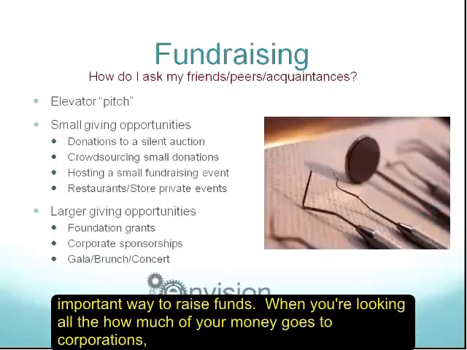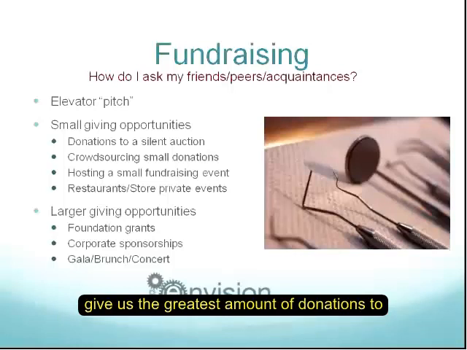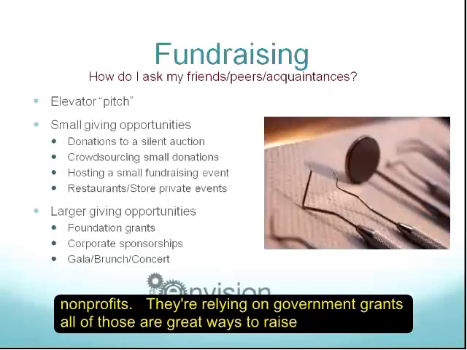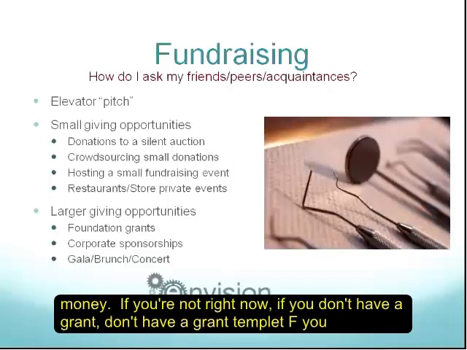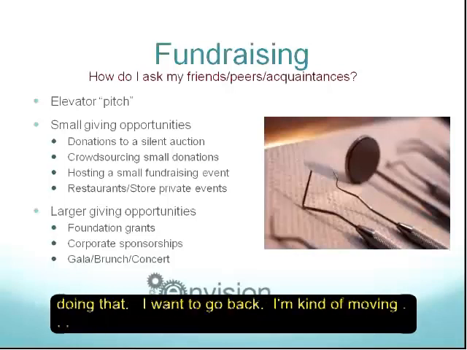When you're looking at how much of your money is going to come from certain areas in terms of foundations, corporations, individuals, events, things like that, foundations don't give the largest part of our donations. Individuals give the greatest amount of donations to nonprofits. But a lot of nonprofits are relying on foundations, corporations, and government grants. All those are great ways to raise money. So if you don't have a grant, if you don't have a grant template, if you haven't thought about foundations to hit up, you've got to make sure that you start doing that.